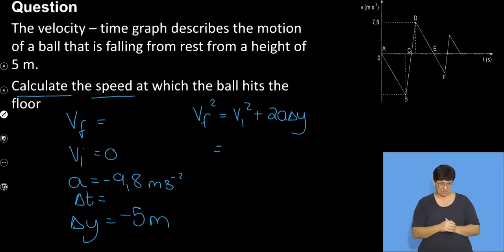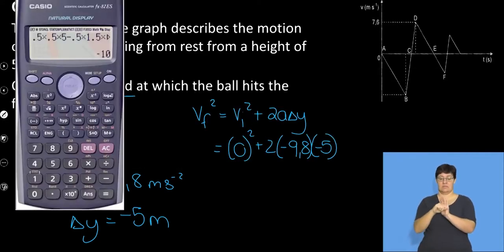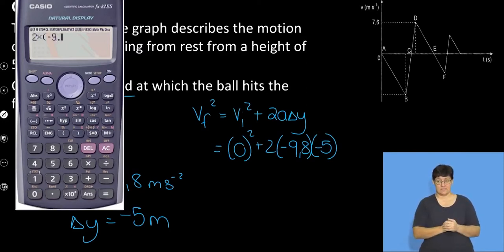So we want VF, VI is 0, minus 9.8, minus 5. So this is V squared. Now we're going to have to pay attention to some maths here. So I've got 2 times minus 9.8 times minus 5, and I get 98.